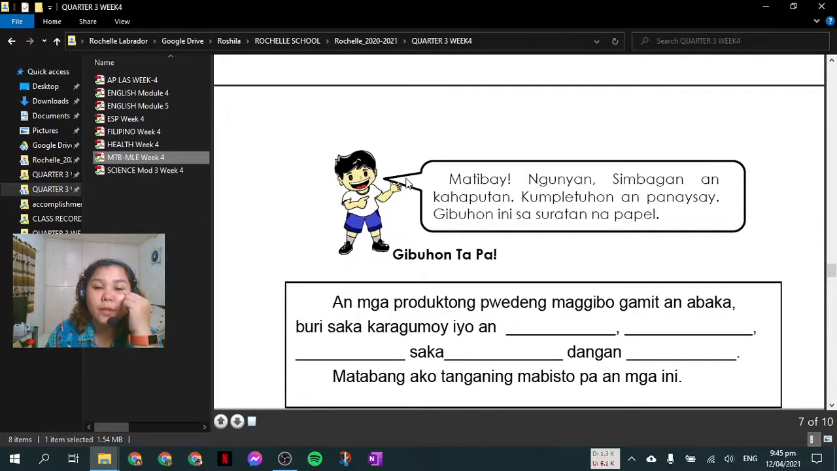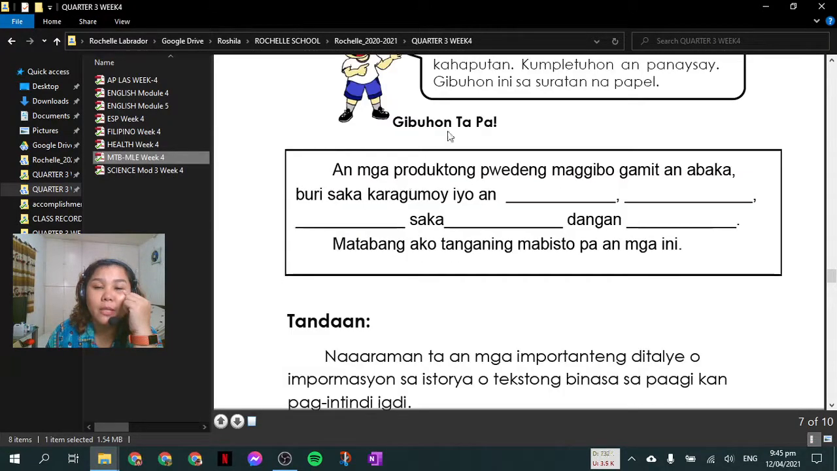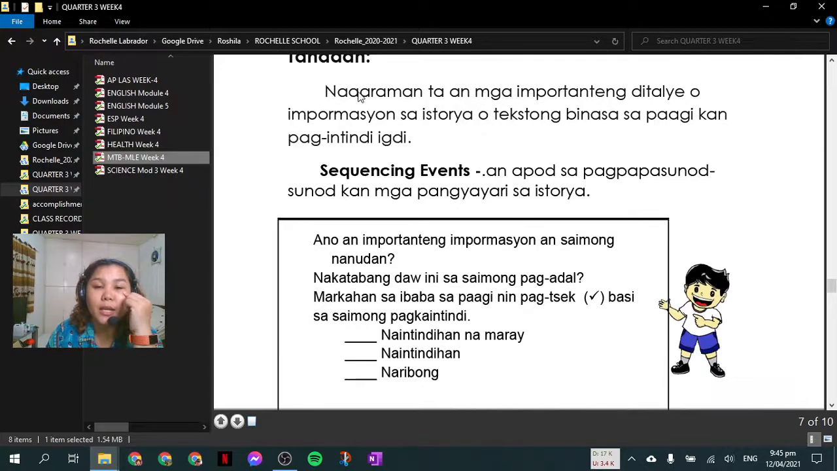Sunod, kompletohon ang panaysay, gibuhon ini sa surat. Okay, you just put your answers here. So ayan ang mga ginamit doon sa vocabulary. You have to use them in order to complete this paragraph. And then tandaan about sequencing events. Pag sinabing sequencing events, you can identify which happened first, which happened second, or next, and then what is the last event. So, ayan.